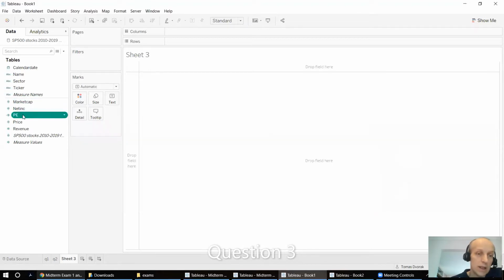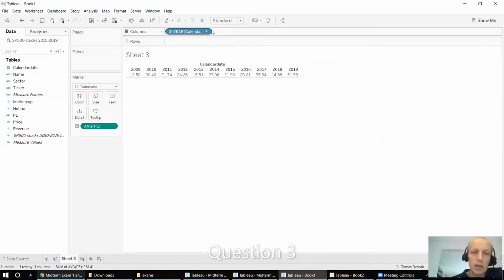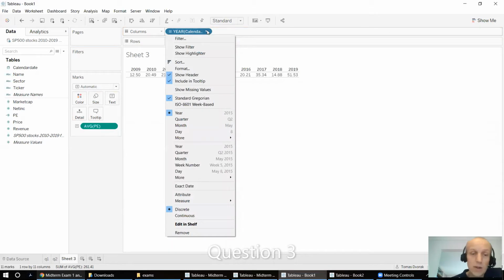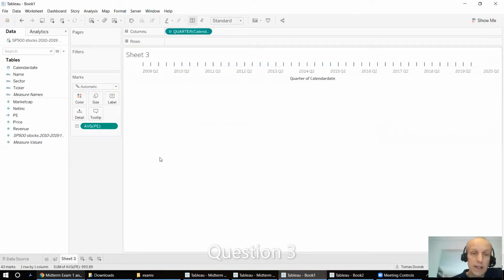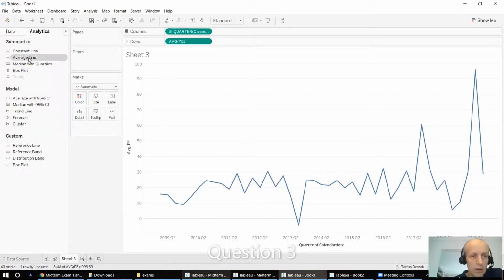Okay, let's see, what is the average PE across all the years and all the companies? About 23. That's not what we're asked to do. We're asked to do a time plot. So let's use a continuous axis to plot the average PE ratio, and we see it fluctuates from around 20, shot up in Q2 2019. Now it's back down. We're supposed to compare that to the long-term average.